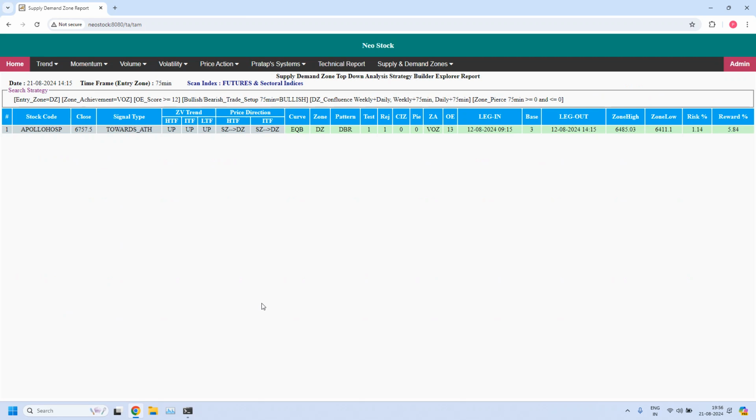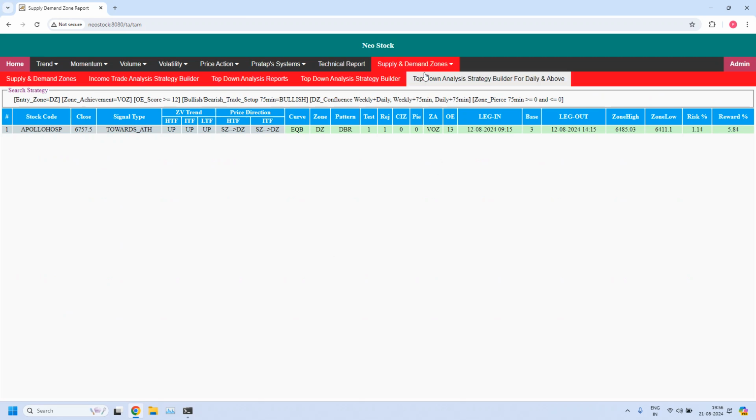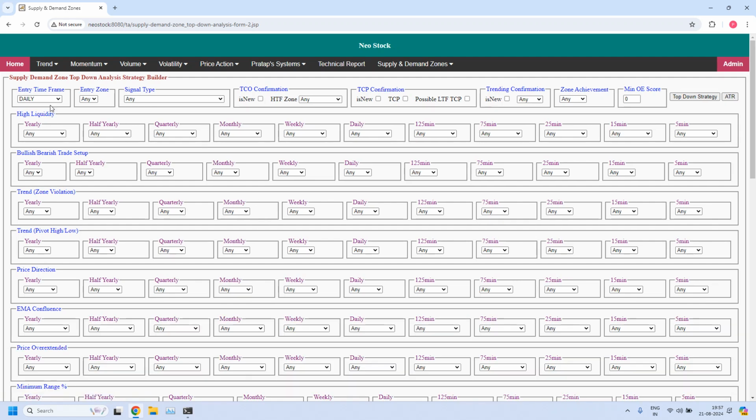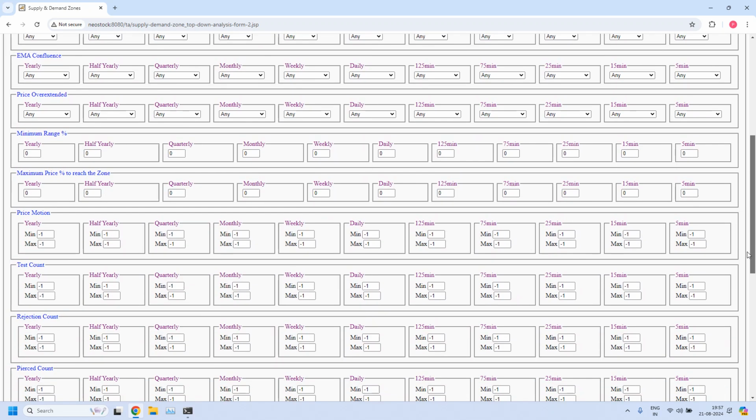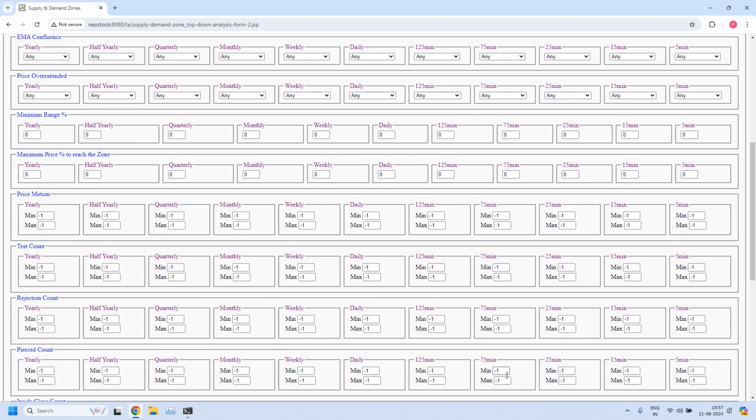Okay, next report is a bearish trade setup for weekly income trade. So weekly income trade entry time frame is 75 minutes, bearish trade setup. Supply zone in bullish or bearish trade setup, 75 minutes. I am selecting bearish. 75 minutes supply zone should not be pierced. So in the pierced count in 75 minutes time frame, I am setting the value 0, minimum value 0.